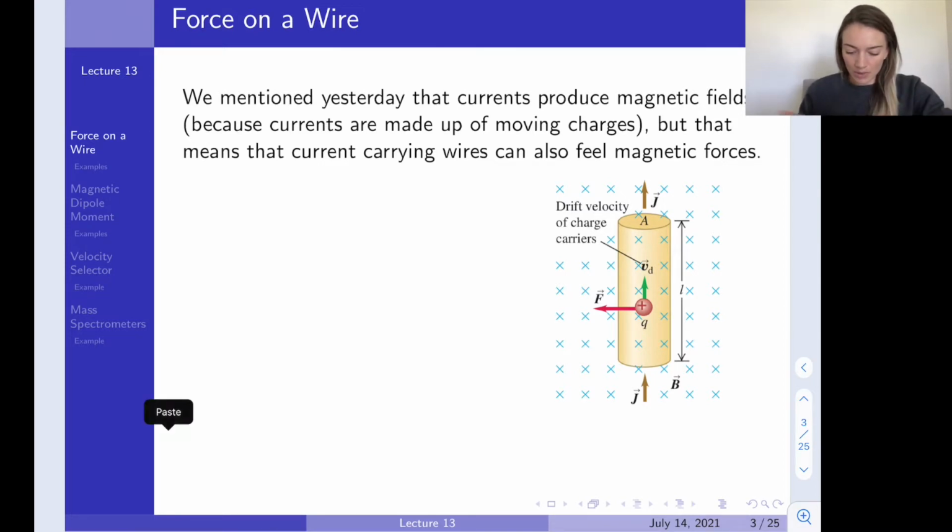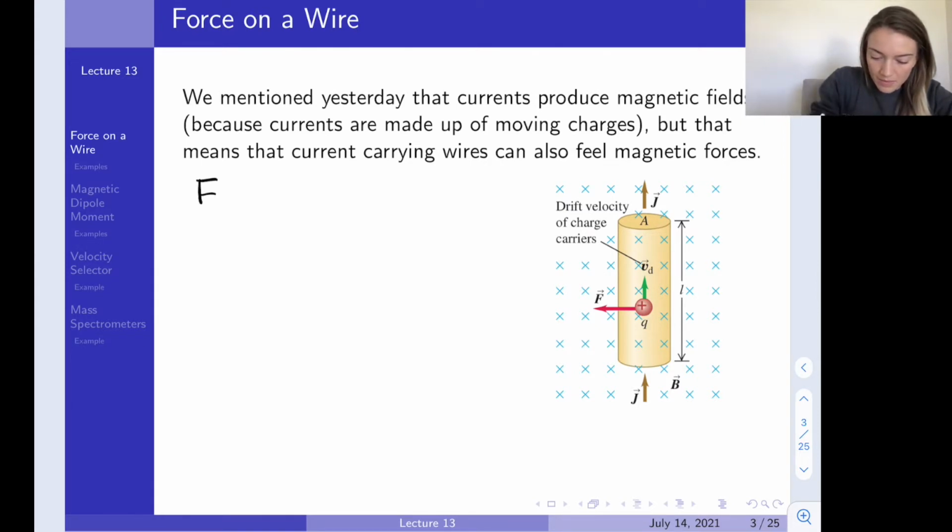So we know a couple things already. If we have some current carrying wire, we're looking at just a segment of length L here, so just one little segment of that wire. We can figure out what direction the force will be in first of all. So if we say that the current is moving upward, we can use the right-hand rule from our Lorentz force, because we know that F, the magnetic force, is equal to QV cross B.